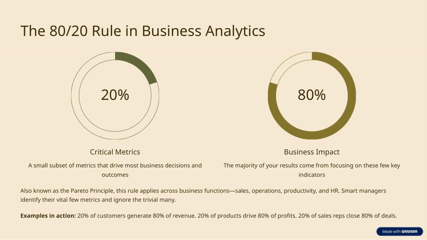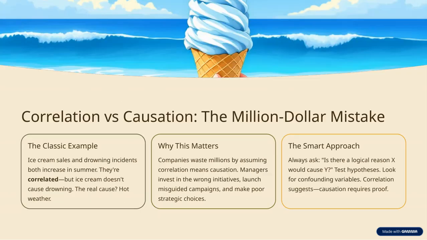Smart managers concentrate their attention on these vital few indicators and avoid getting distracted by the many less impactful metrics. This focus helps in making better decisions and achieving more significant results.